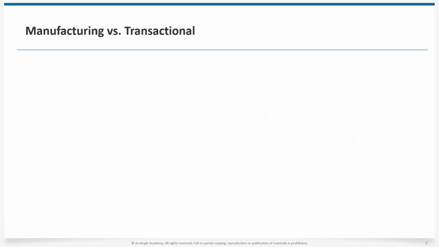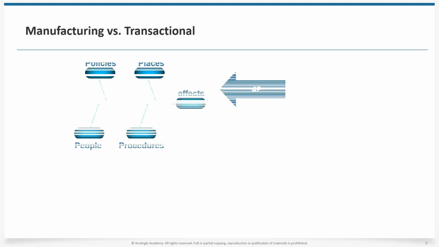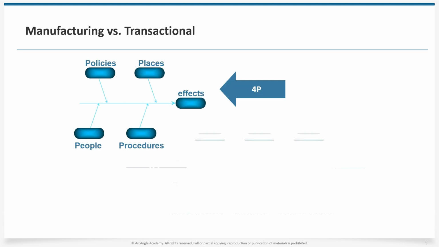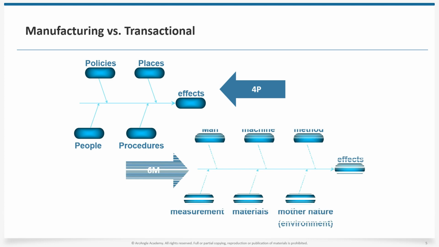In process improvement, different types of processes require different approaches. We have standard categories for both transactional and manufacturing processes to help identify areas for improvement. Let's explore these categories using examples from a restaurant setting. For transactional processes, we have the 4 P categories: people, places, policies, and procedures.